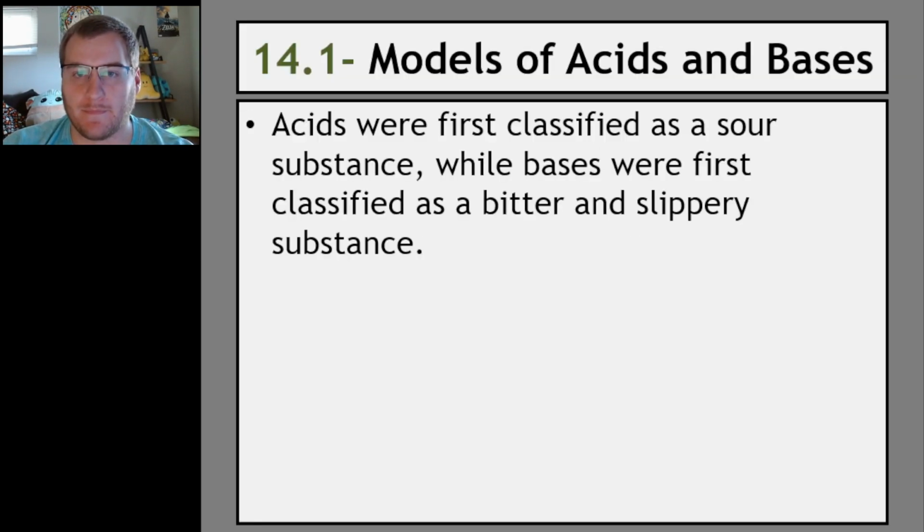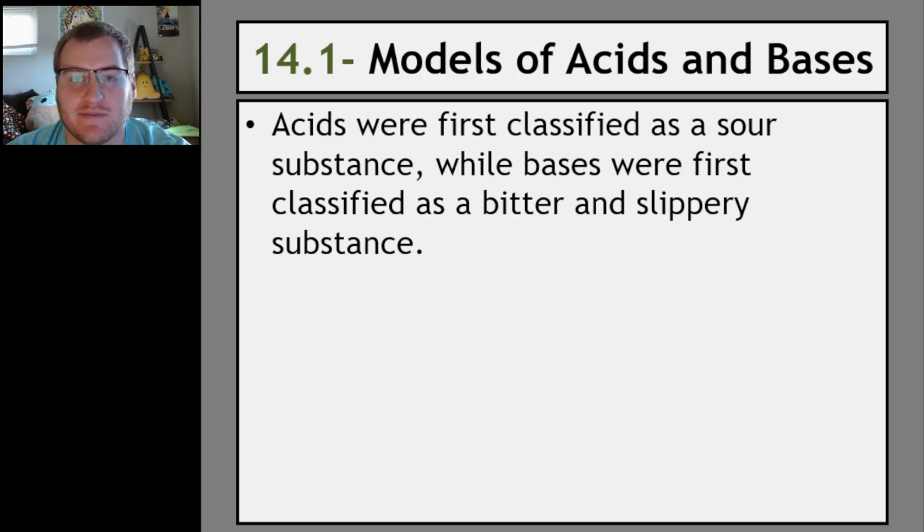Okay. So we're going to start with a couple of definitions of acids and bases. Acids were first classified as a sour substance, while bases were first classified as bitter and slippery substances. These might have been like definitions you got in biology for what an acid and base is before we learned more about what these chemical compounds are. And we're going to go through a couple of definitions, but this is just kind of the most general.